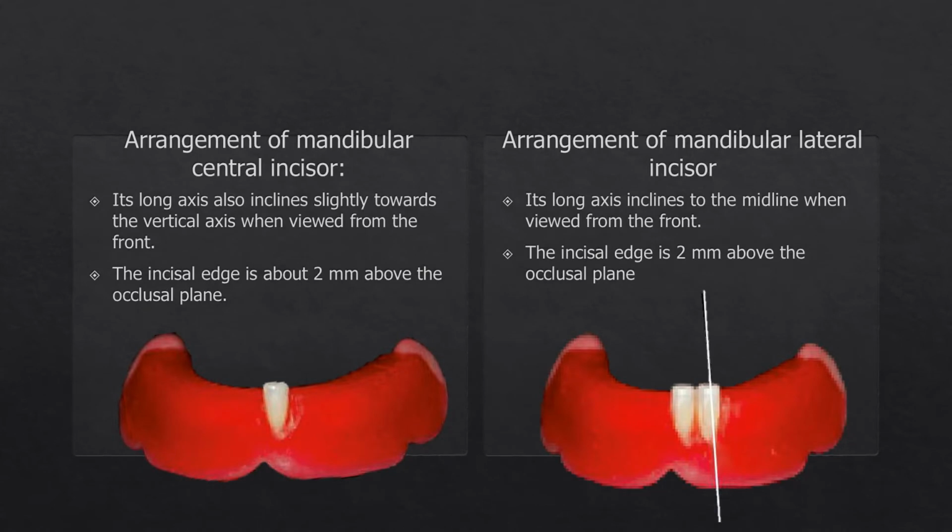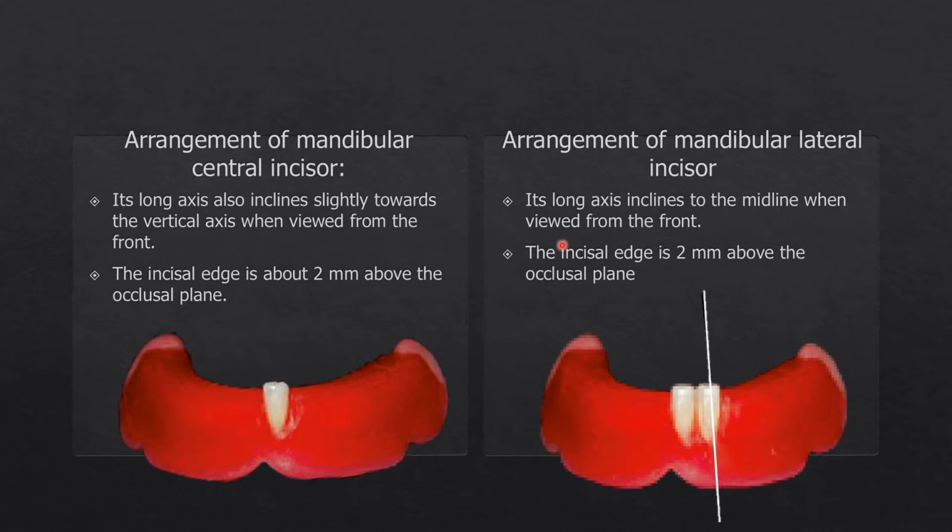So coming to the arrangement of the mandibular anterior teeth, again the mandibular central incisor is first set following the midline of the upper wax rim, and it is kept vertically parallel or perpendicular to the occlusal plane. The incisor edge is kept 2 mm above the occlusal plane of the mandibular wax rim to create an overbite with the maxillary anterior teeth.